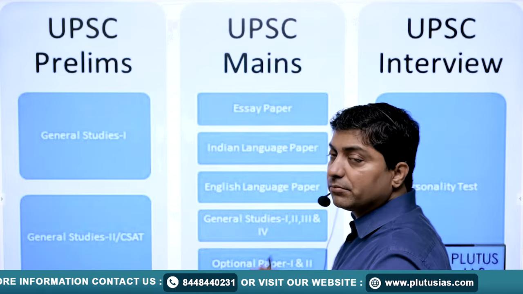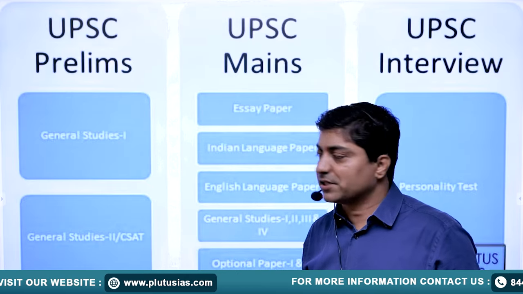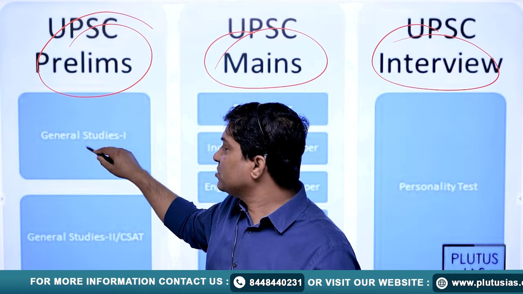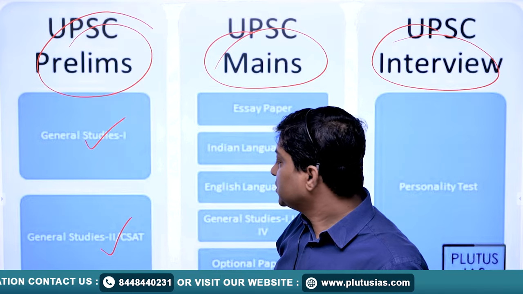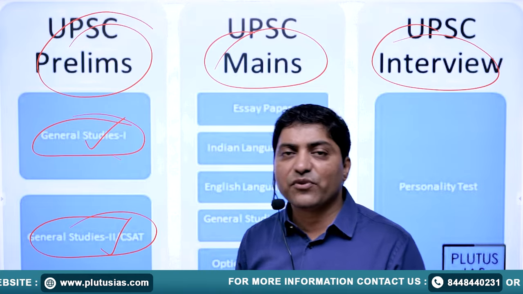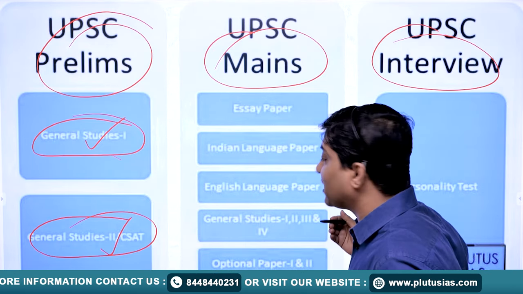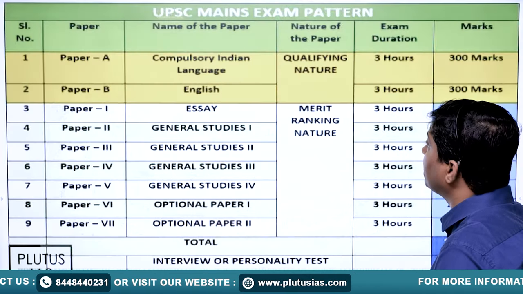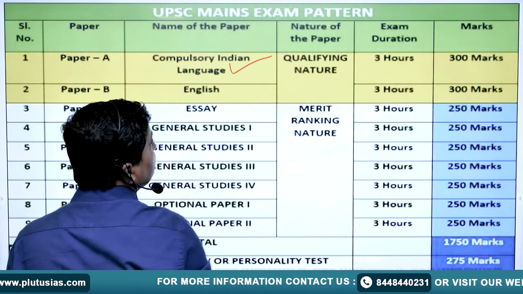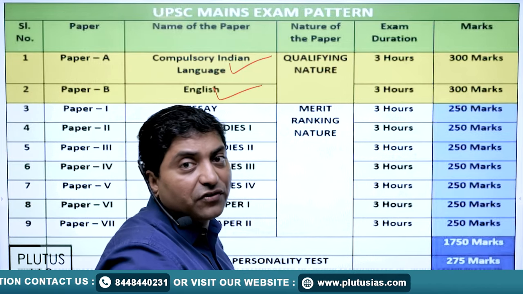Now, if you see the basic preparation strategy or basic stages in UPSC, you all know that there is a prelims, then there is a mains, and there is an interview, right? And in prelims, you have GS paper 1 and GS paper 2, right? And GS paper 1 is actually very crucial, right? GS paper 2, that is CSAT, where you need only a qualifying mark, right? Now, apart from the mains, there are language papers. Now, let me move to this part. If you see the mains examination pattern, you need a compulsory Indian language, right? And then one English. This is only qualifying. It is not added to your final marks, right?